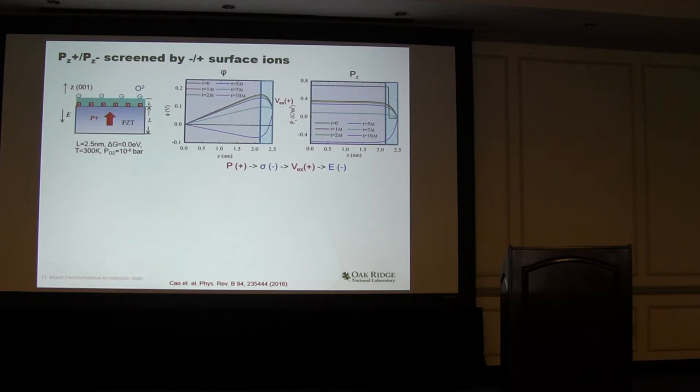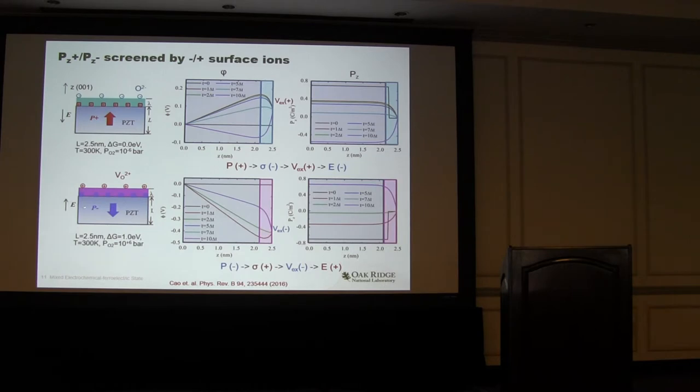the electrical potential is not linear. Actually, there is a maximum value at the interface between the film and the surface layers. And this electrical potential creates a negative field suppressing the polarization in the film. And when the external environment reaches a critical value, polarization switching occurs.